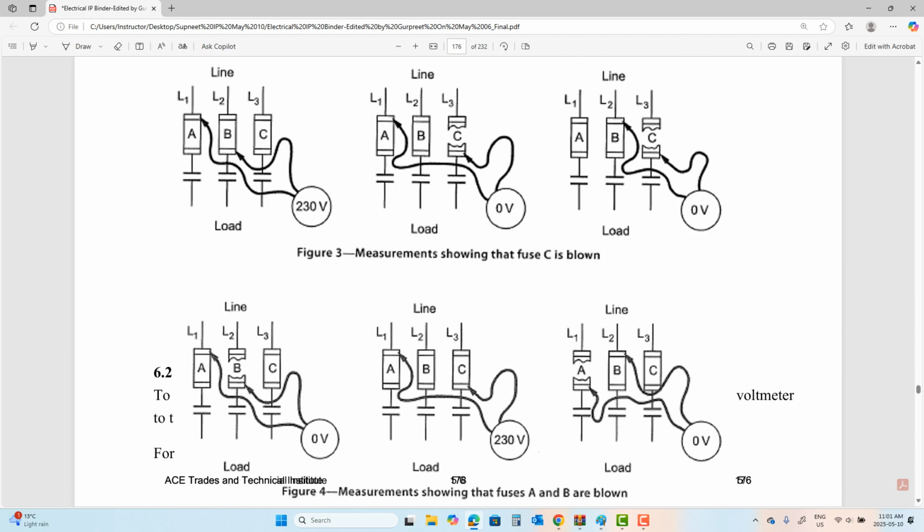Anytime any of the fuses is blown, do you see? It'll be 0. If all the fuses are working fine between line 1 of the first guy and line 2 of the other side, it'll still be 230, because a fuse is nothing but a piece of wire. If you have 230 between line 1 and line 2 on the top of the fuses, the same thing between line 1 and line 2 on the bottom of the fuses will still be 230, right? Keep going.